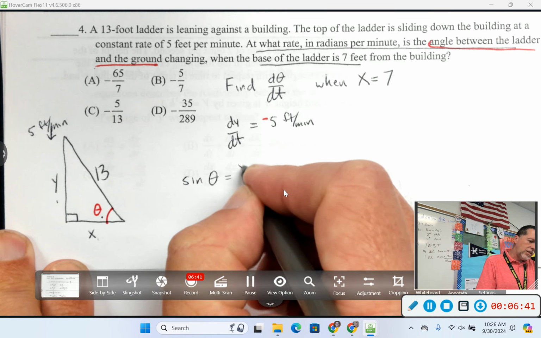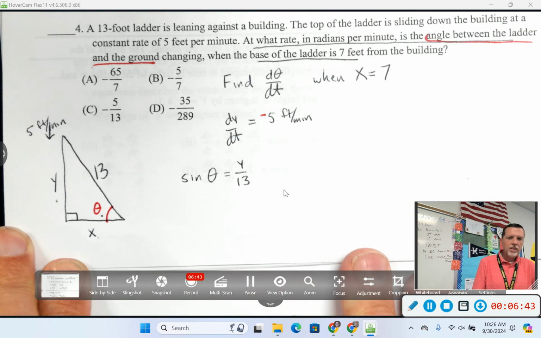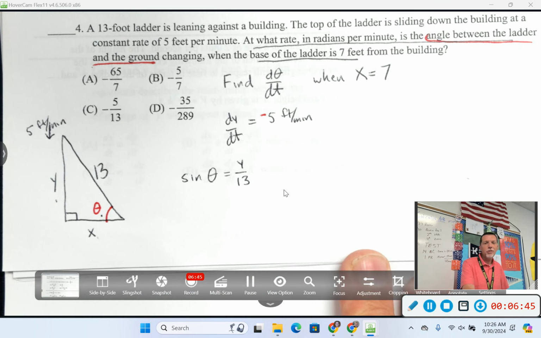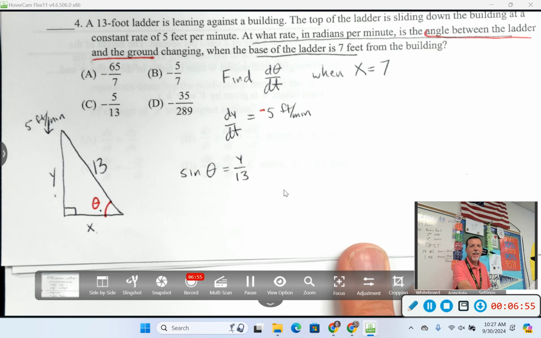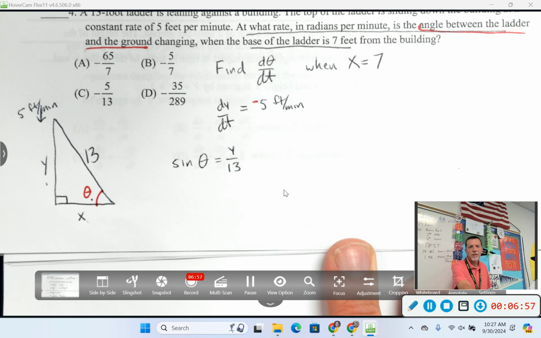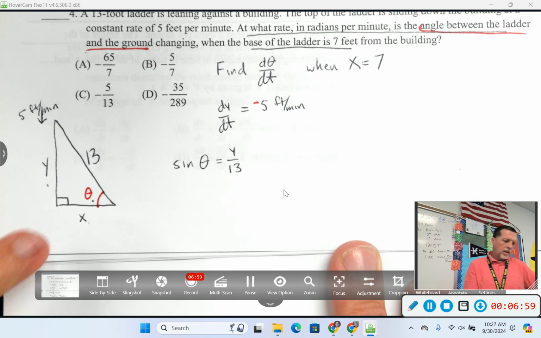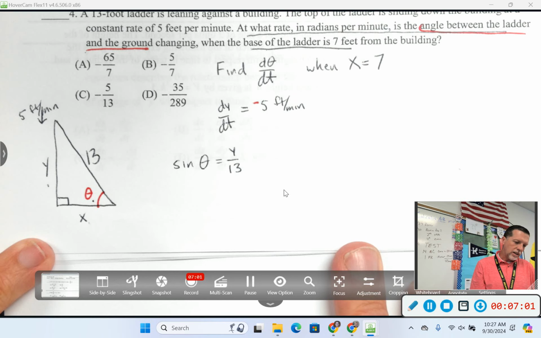Sine of theta equals opposite over hypotenuse. Oh, I guess you could do cosecant if you really wanted to confuse yourself, right? Because cosecant would be 13 over y, and then you'd have a harder derivative and a quotient rule. So, yeah, no thanks. It would work, it would just be really ugly. Sine theta equals y over 13.